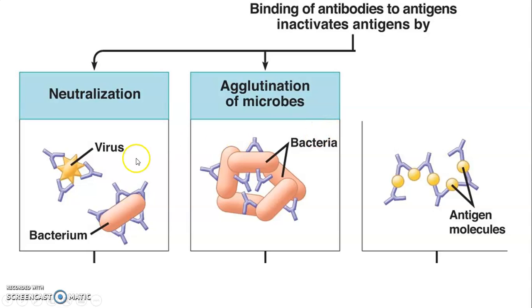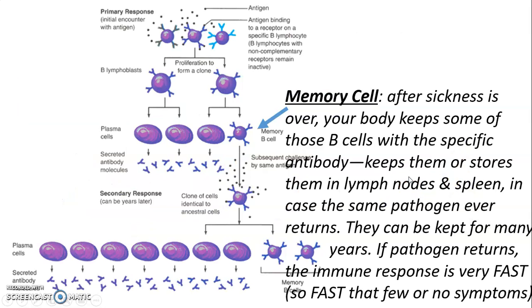Okay, another picture of the same thing. This is neutralization. It's surrounded by antibodies, this virus and this bacteria. It can now not attack a human cell. It's been neutralized. Without its surface proteins, it can't enter and attack a human cell. Here, it's been agglutinated into a clump. Basic same idea here.